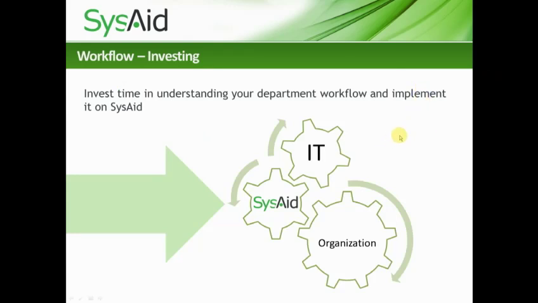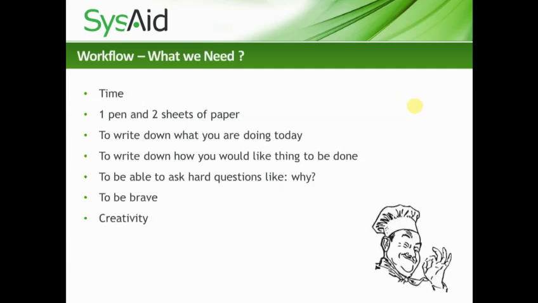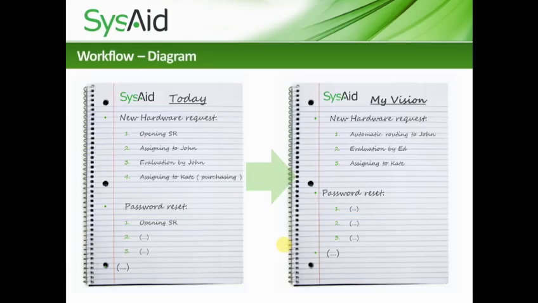Set up the roles in your organization. Invest time in understanding each department so you can construct the workflow. You can make some sort of a list. Take a pen and a sheet of paper, and follow these simple rules. Write down what you're doing today and what you would like to do in the future, and be brave and creative. Try to understand exactly why you're doing things. Don't just do them. So this is just a quick example of how you can do your pros and cons, and what you have today and what you would like to do tomorrow.